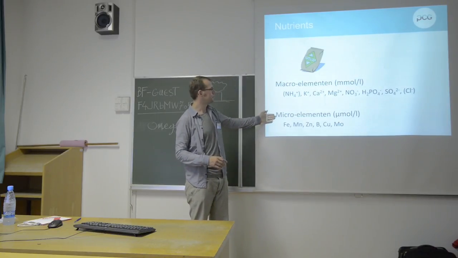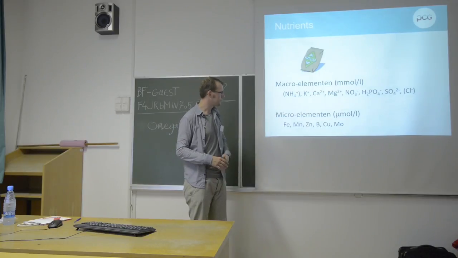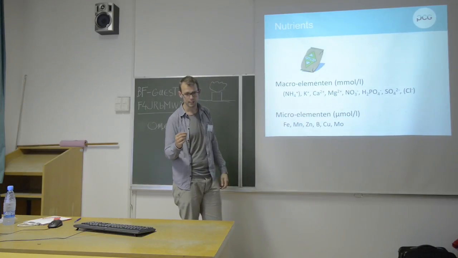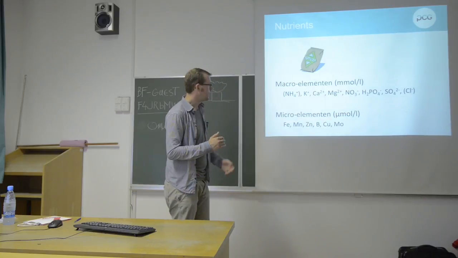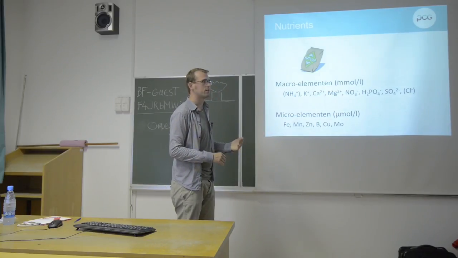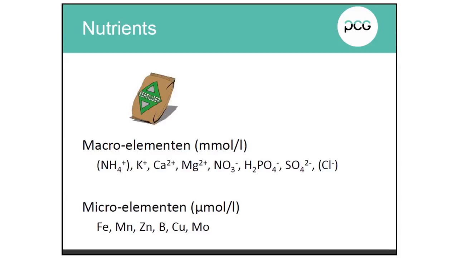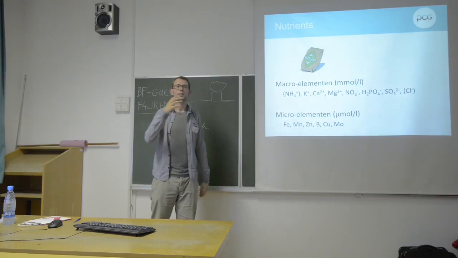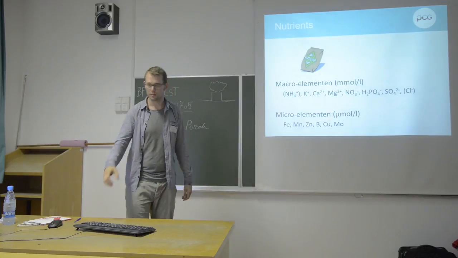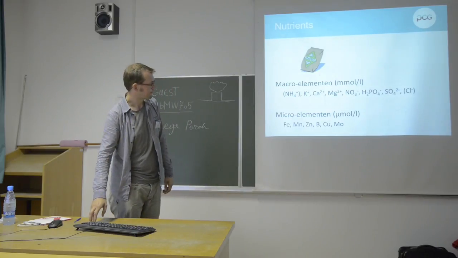And then the micronutrients or the micro elements, those are needed in very small amounts, but they are definitely necessary for the plants. Iron, manganese, zinc, boron, copper, and molybdenum. I didn't put any figures next to it because it's different for every plant species.